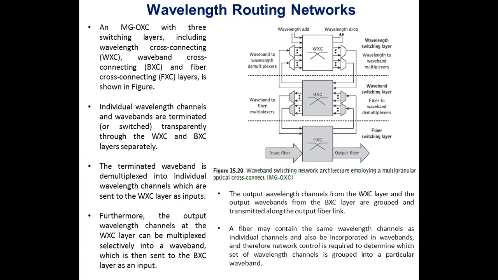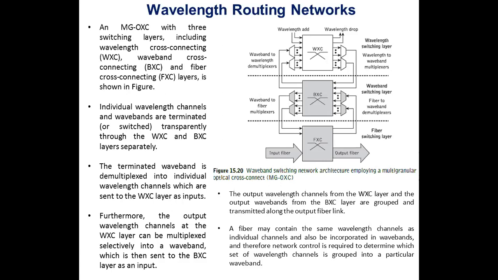So this is the structure of a waveband switching network architecture, which employs a multi-granular OXC. There are three switching layers which we can see: the wavelength cross-connecting, waveband cross-connecting, and fiber cross-connecting layers. The fiber switching layer is the bottommost layer, and you have an input fiber and an output fiber.